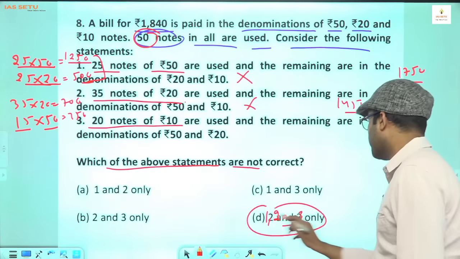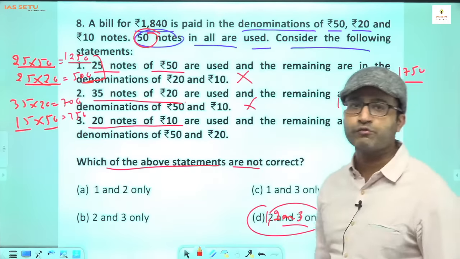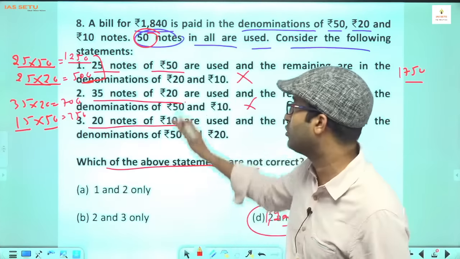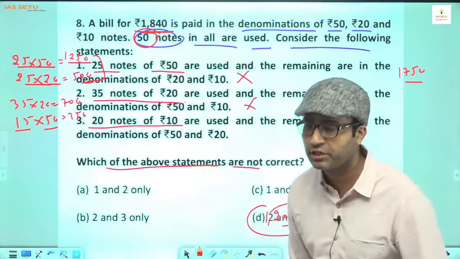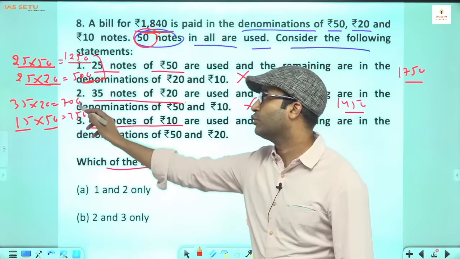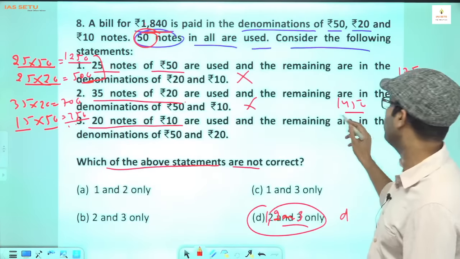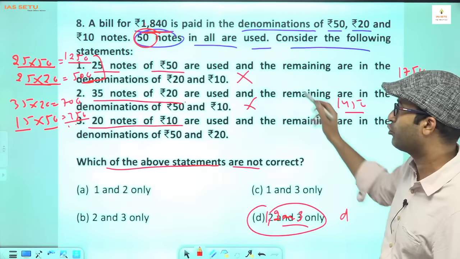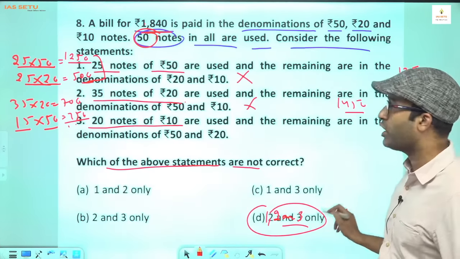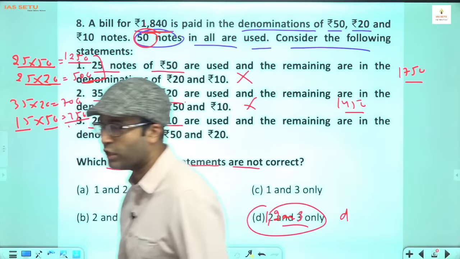So the answer is D. 1 is wrong because the first combination is not giving the amount of 1840. The second combination is also not giving this amount, giving only 1450. The third combination is also not giving the amount of 1840. So the answer is 1, 2, 3. All three statements are wrong, incorrect here.